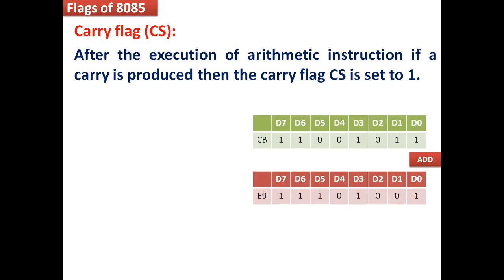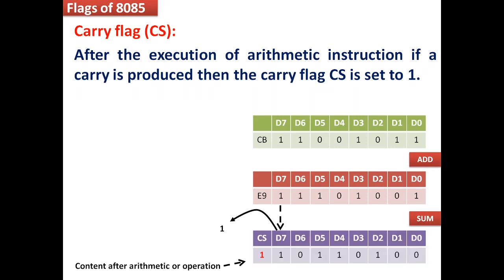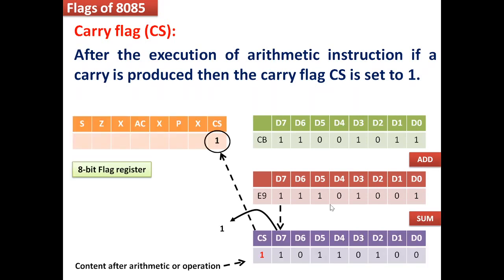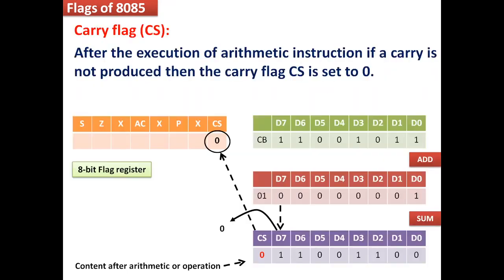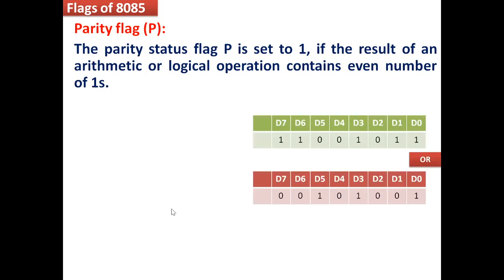Now let's move on to the carry flag. After execution of any arithmetic instruction, if a carry is produced, then the carry flag is set to 1. In this particular example, you can see that a carry has been generated and is directly reflected in the carry flag register. Similarly, if there is no carry, a 0 will be reflected in the carry flag register. Now let's talk about the parity flag.